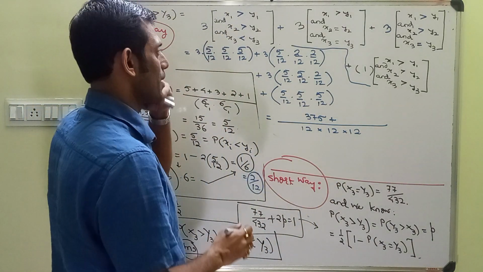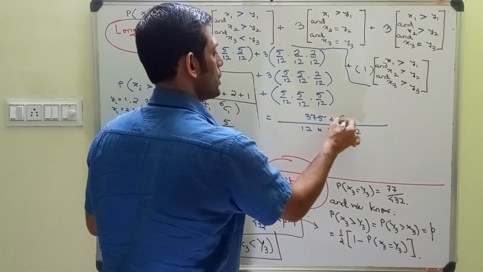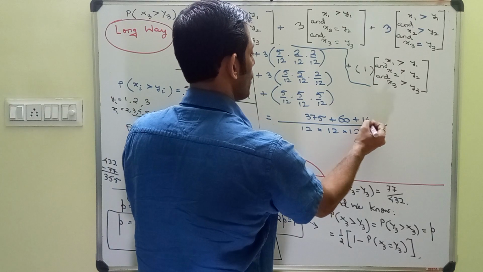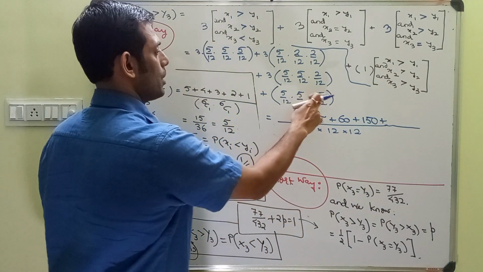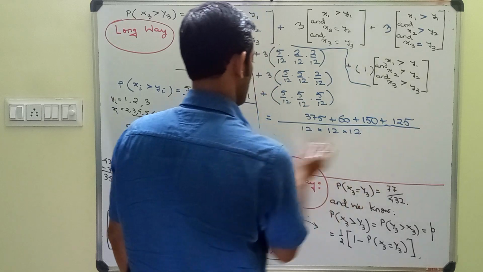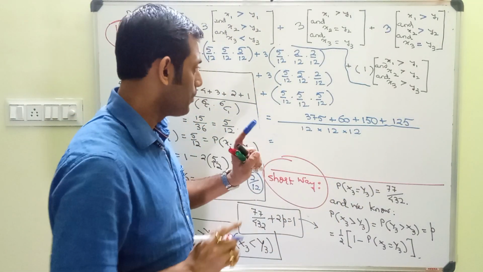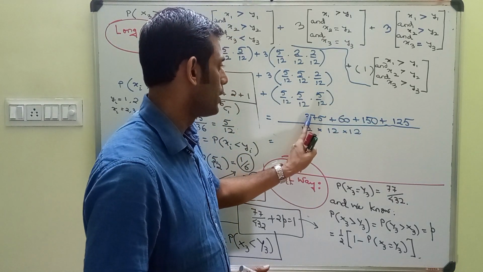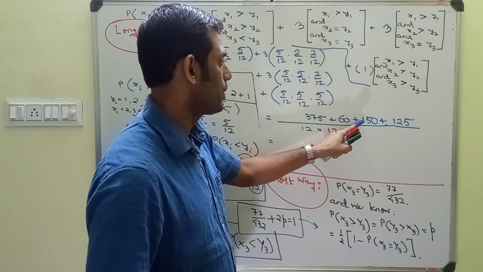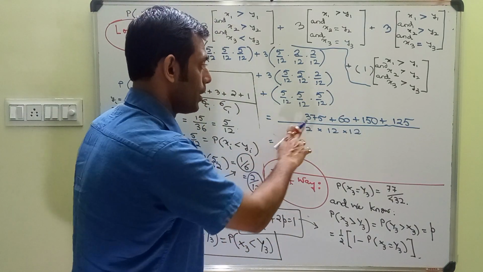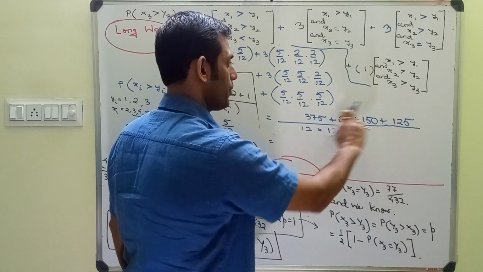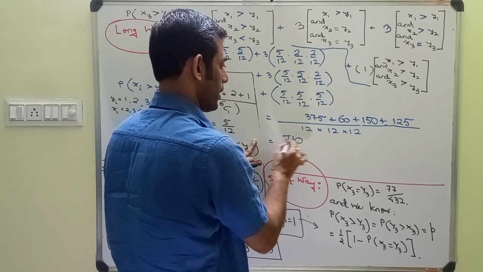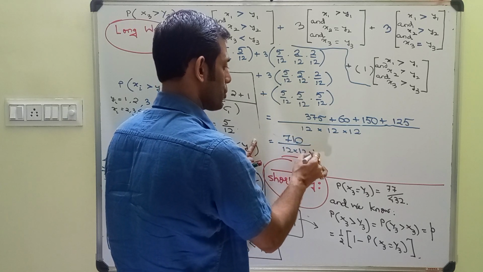125 into 3, 375 plus 15 into 4, 60. 25 into 2, 50 into 3, 150 plus 125. How much does that make? That makes 710 by 12 cross 12 cross 12.